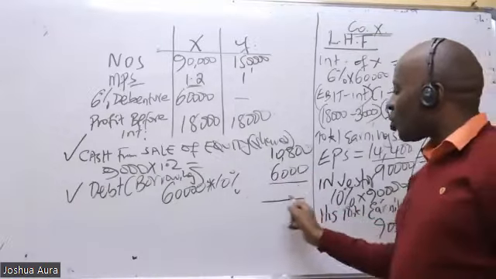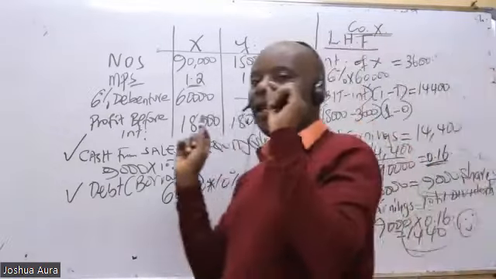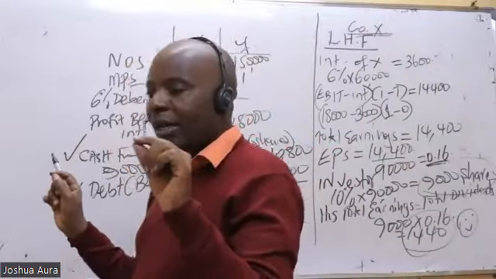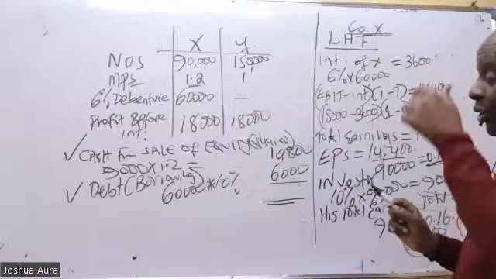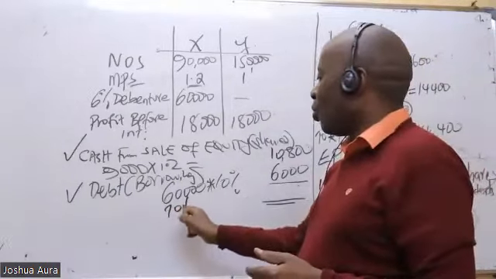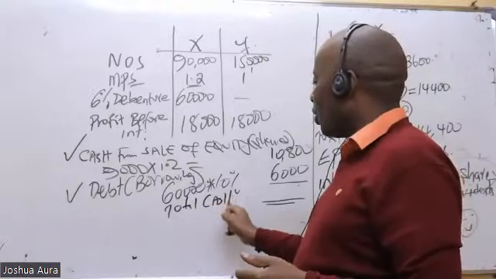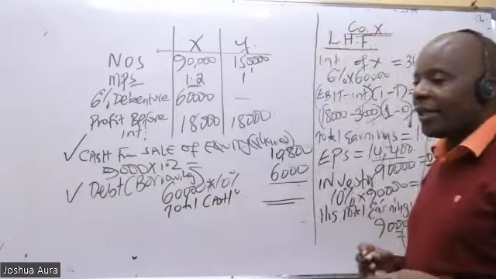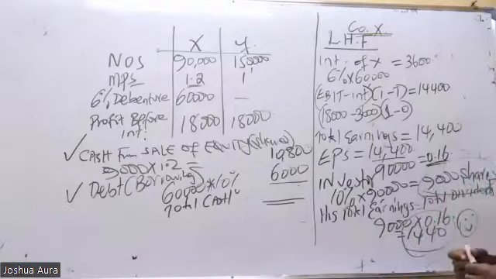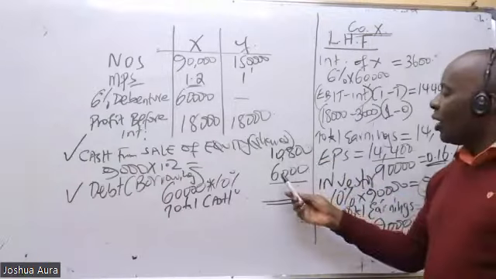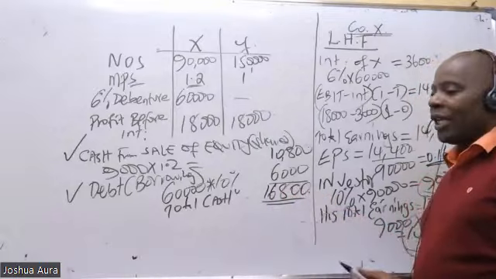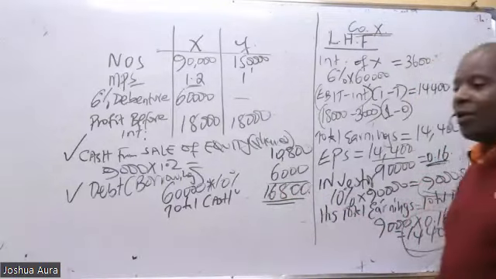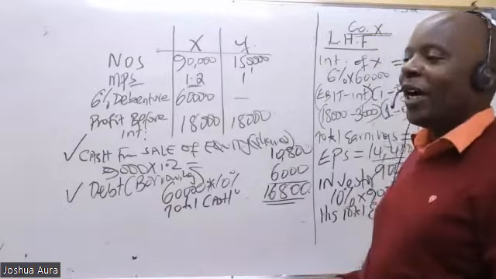And therefore, the total cash will be taken and invested in company Y. So what is the total cash going to company Y? Abracadabra, when you add the two, you are getting 16,800, isn't it? This is the total cash now going to Y.